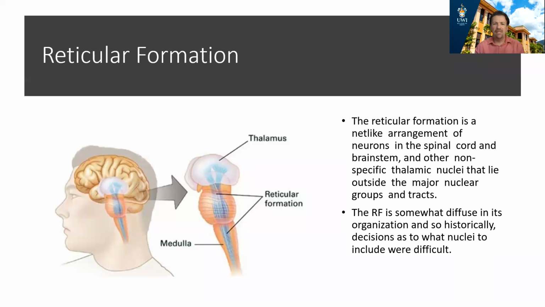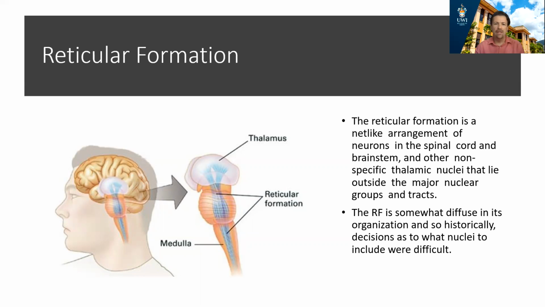It doesn't seem to be a singular structure with well-defined margins and boundaries. Rather, as I mentioned, it's a collection of neurons that are arranged in neural nets. Because of that, it's been very difficult to define historically. And only as we've developed new histological techniques have we been able to put more definition and more structure to what parts or what components make up the reticular formation.